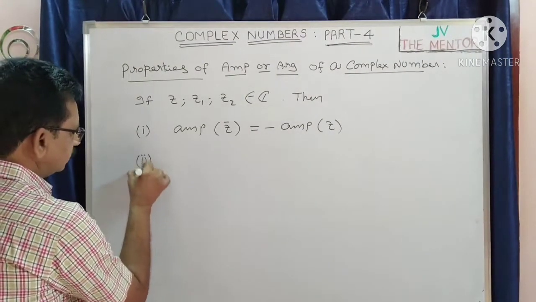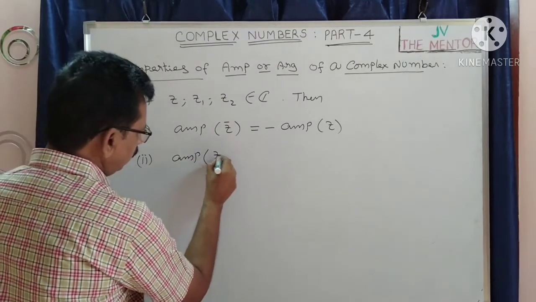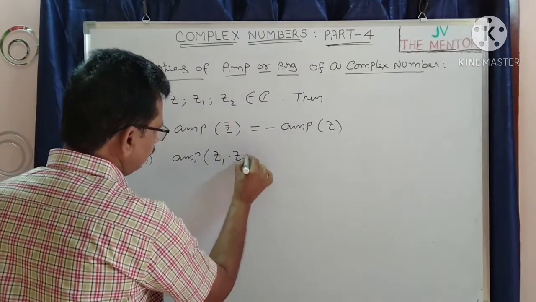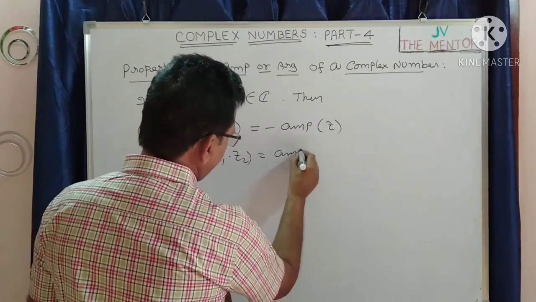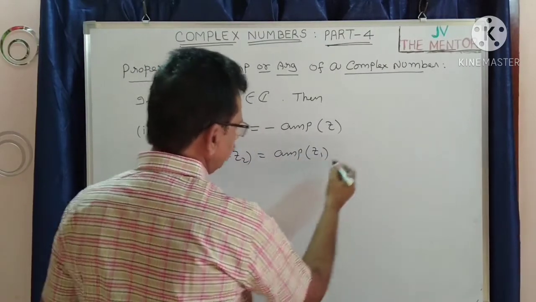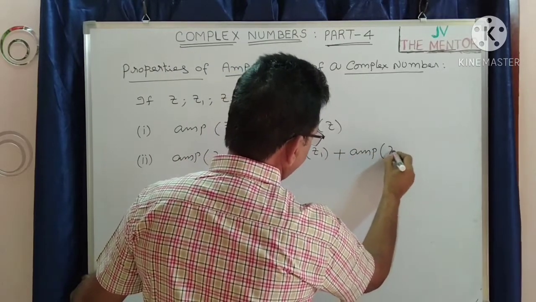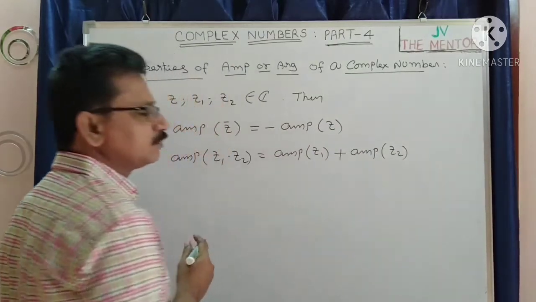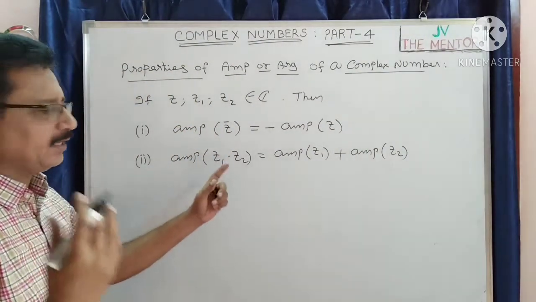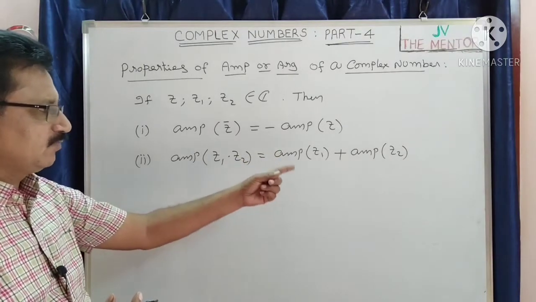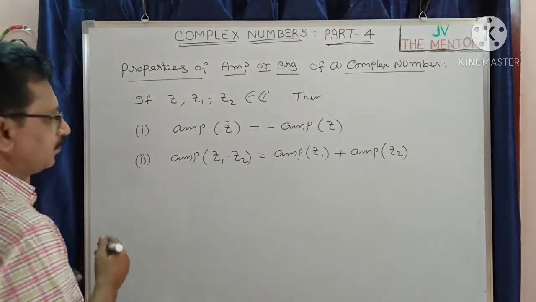Second one, amplitude of z1 into z2 equal to amplitude of z1 plus amplitude of z2. Suppose amplitude of z1, z2, z3, then amplitude of z1 plus amplitude of z2 plus amplitude of z3.